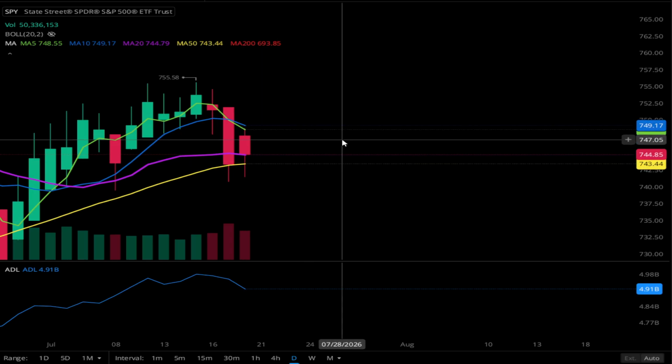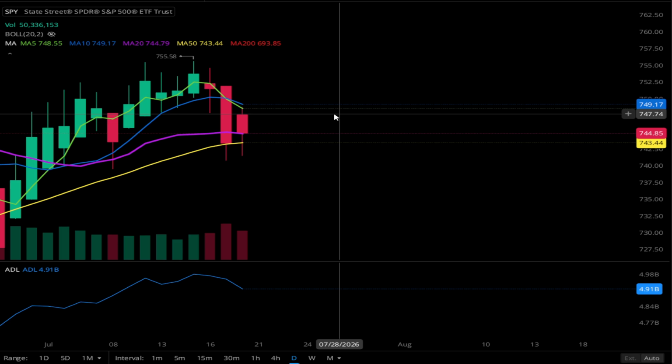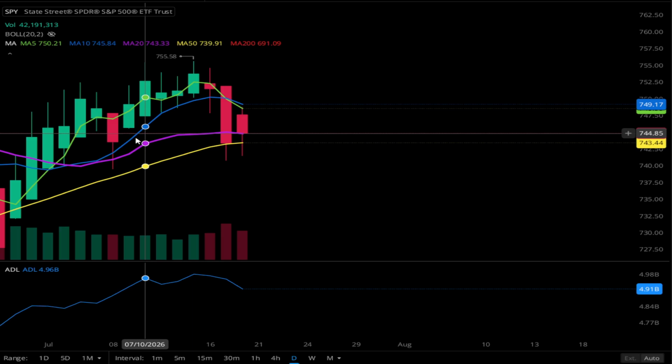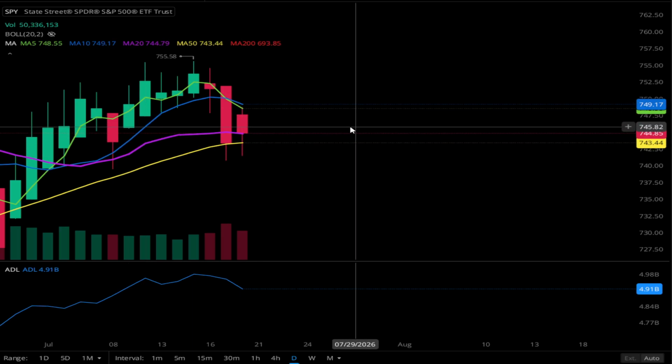Now, with that said, our 5-day moving average was at 748.55. The high of today was at 748.73. So basically hitting right below or right above that level just a little bit and rejecting. The 20 MA was at 744.79 and the 50 MA was at 743.44. So we did reject both of those ranges as well.